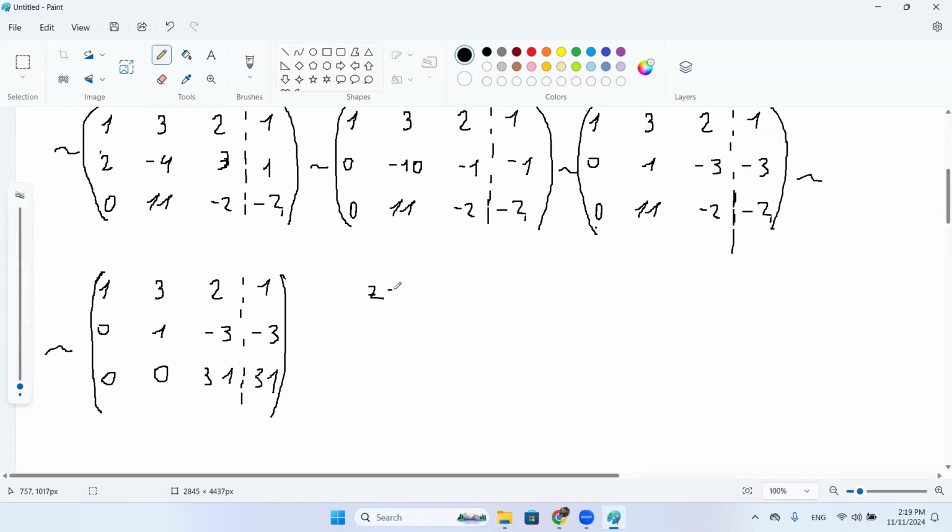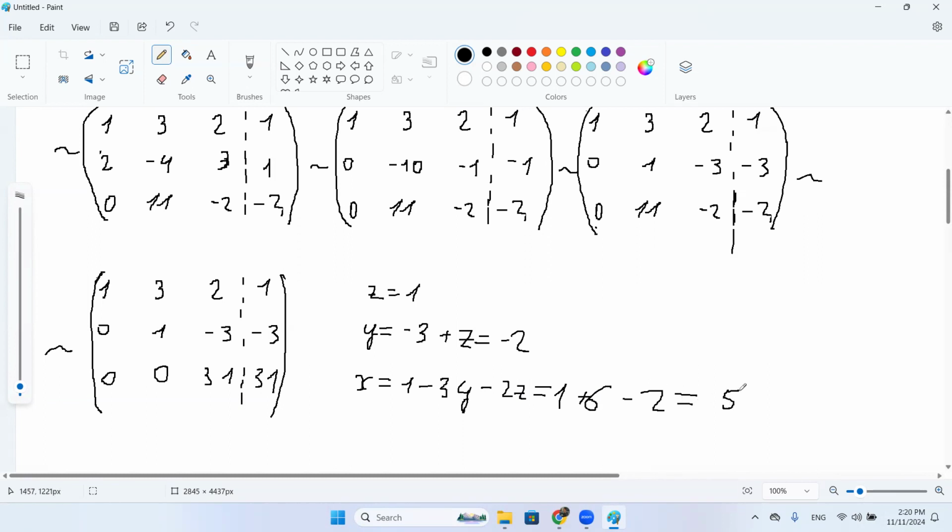So z equals 1, y equals minus 3 plus z equals minus 2. And x equals 1 minus 3y minus 2z. So it equals 1 plus 6, 1 plus 6 minus 2. It equals 5. But why is it minus 2?